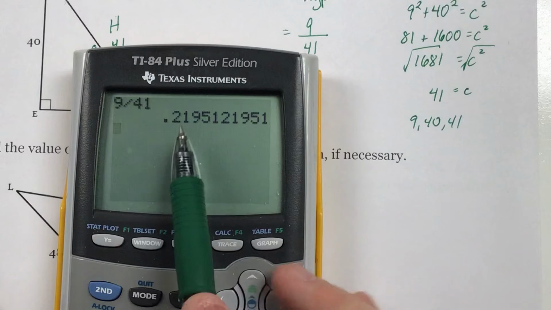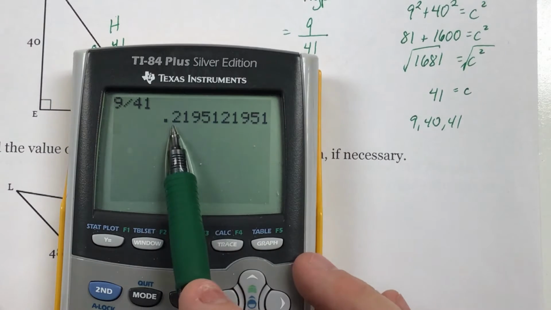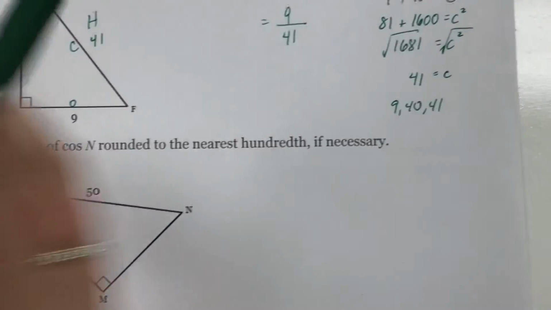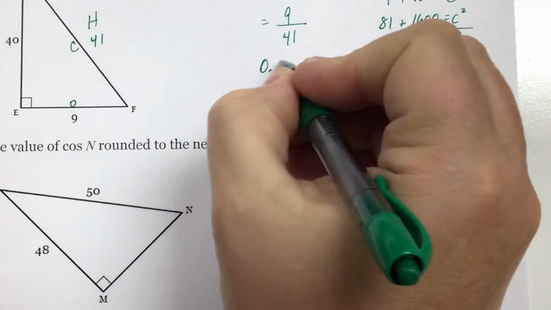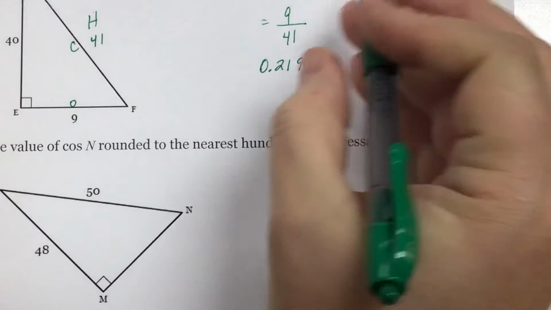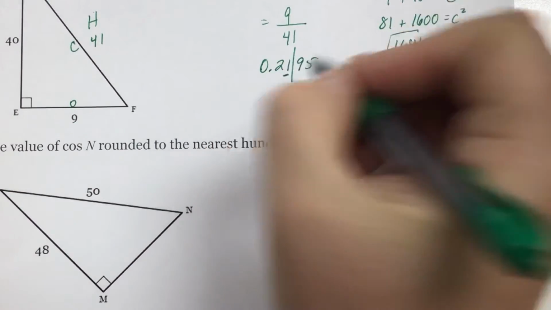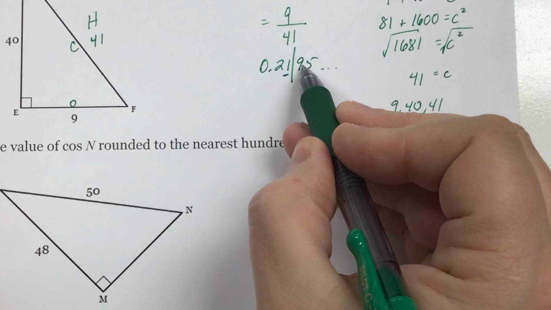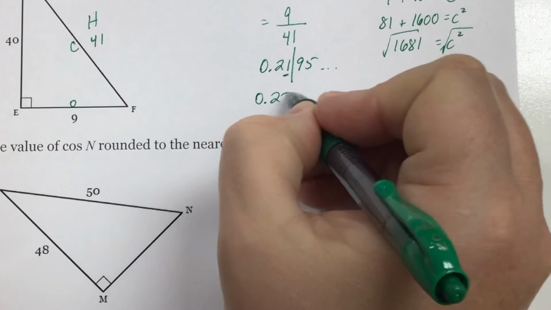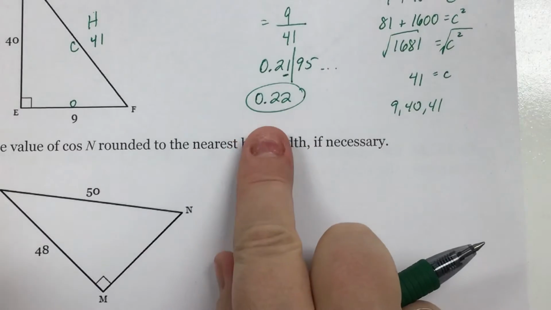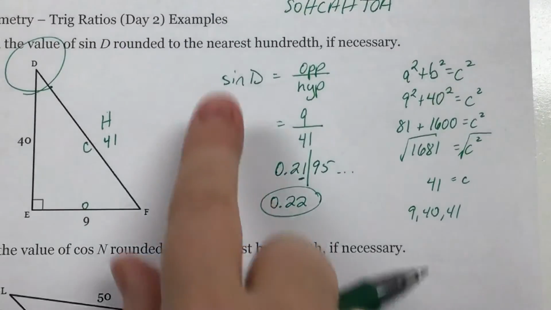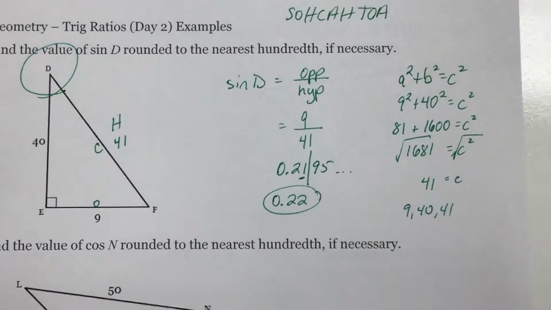is the second place after the decimal. Remember, tenths, hundredths. So it's 0.21951, etc. This is the hundredth spot, and we're going to chop it off. Since to the right of it we see a 9, that means the 1 is going to round up to a 2. So my answer would be 0.22. Again, make sure we're following the directions. I'm rounding to the nearest hundredth.